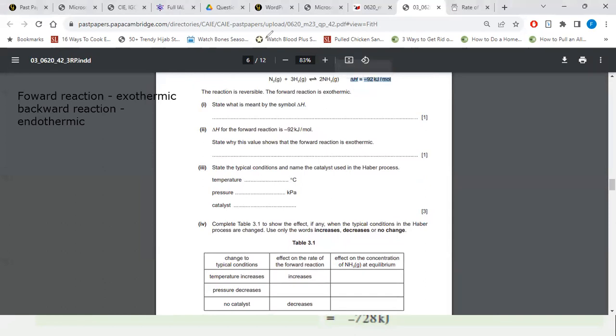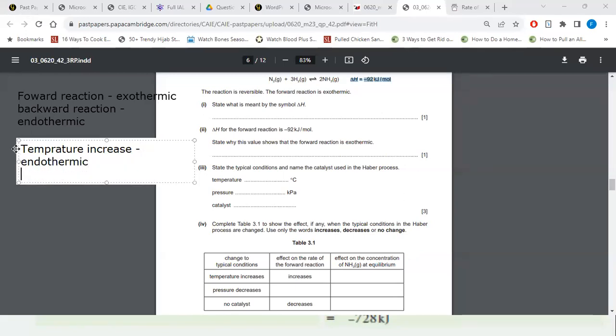To complete the table, let's first revise temperature. If I increase the temperature, my reaction will shift to what side? Endothermic side or exothermic side? Endothermic. And if I decrease the temperature, where will the reaction shift? Exothermic, correct. While we increase the temperature, the reaction absorbs heat. Exactly. And when we decrease the temperature, the reaction releases heat. Correct.